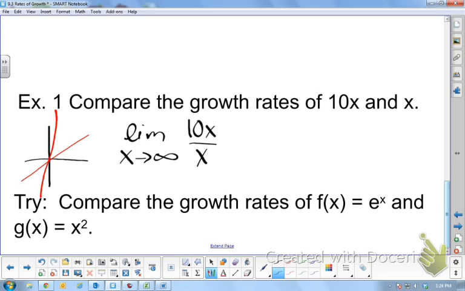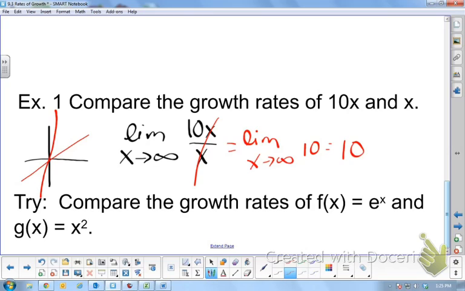So I need to find this limit. We could do L'Hopital's rule, or what can we do? Well, infinity over infinity. Oh yeah. We can cancel out stuff. What can we cancel out? The x's. So we would get the limit as x approaches infinity of 10, which is 10.